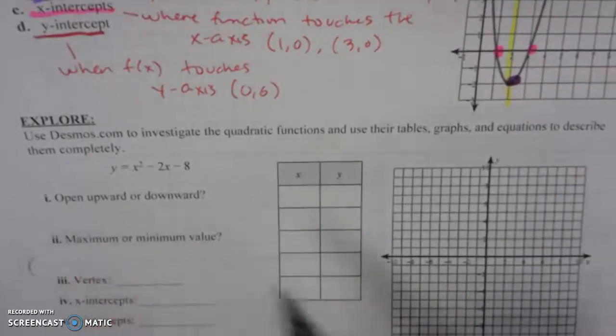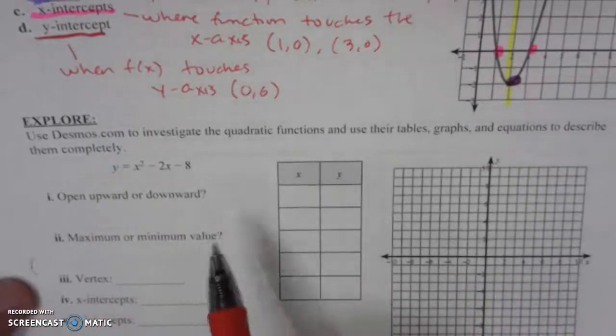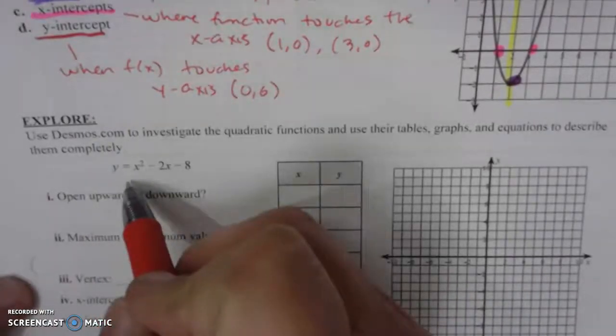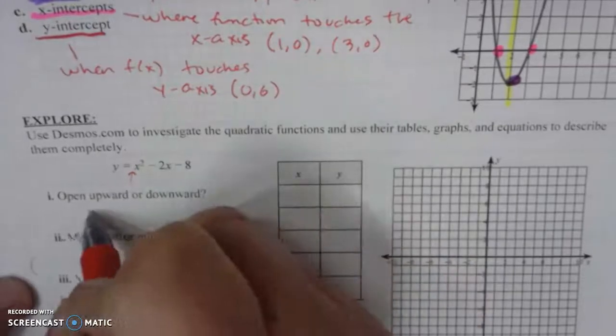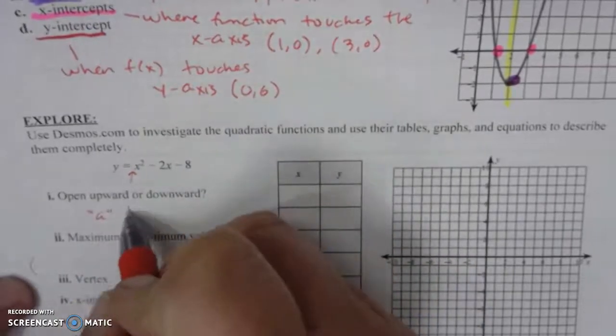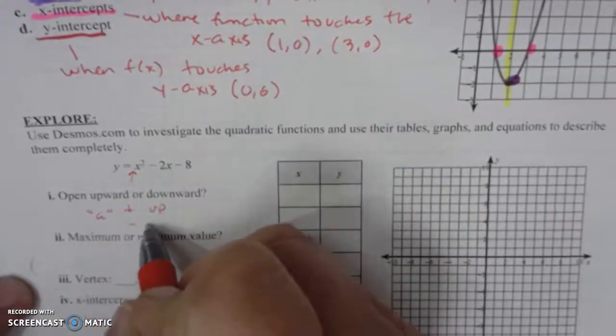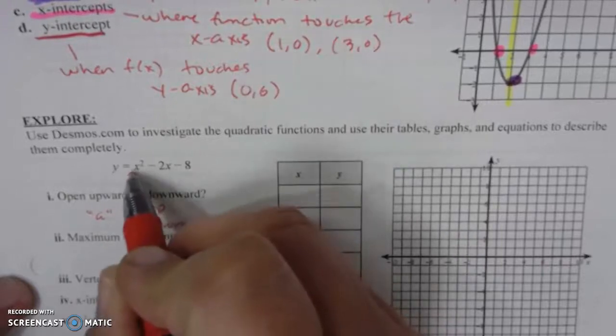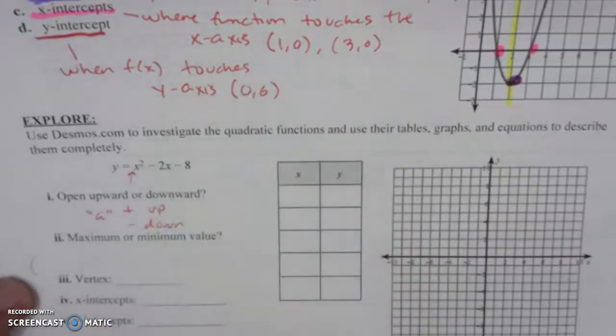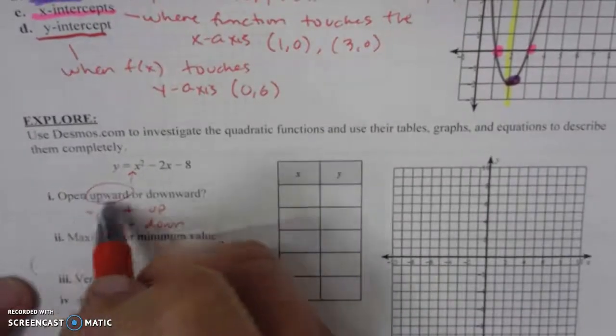So does it open upward or downward? Well, one way to tell just looking at a graph is you're going to look at this first value right here. This is the A. If the A is positive, it opens up. If it's negative, it opens down. So since this x squared term is positive, it's going to open upward.